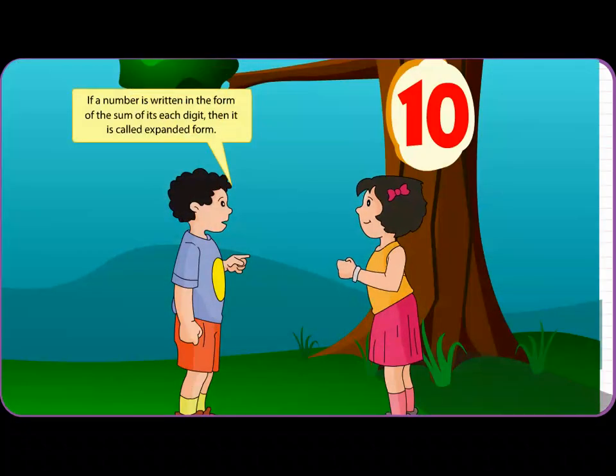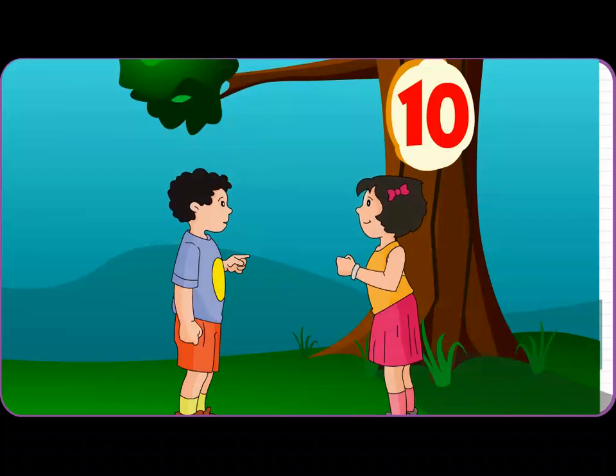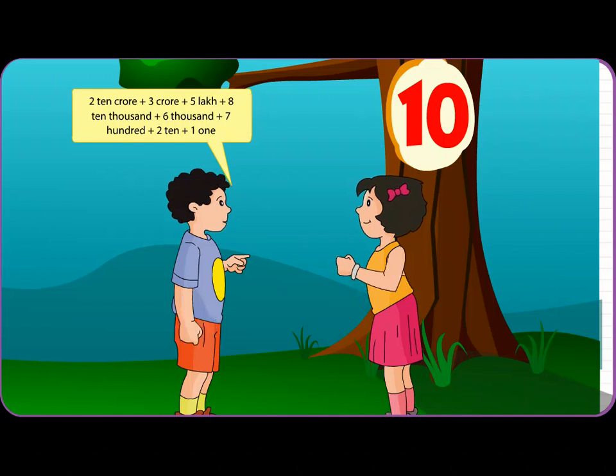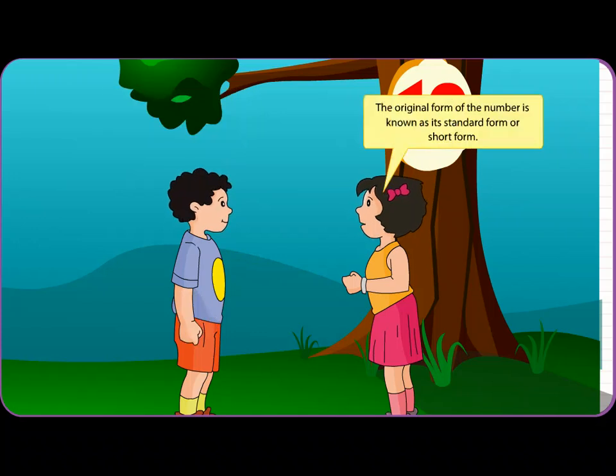If a number is written in the form of the sum of its each digit, then it is called expanded form. For example, the expanded form of the number 23 crore 5 lakh 86,721 is 2 10 crore plus 3 crore plus 5 lakh plus 8 10,000 plus 6,000 plus 700 plus 20 plus 1. The original form of the number is known as its standard form or short form.